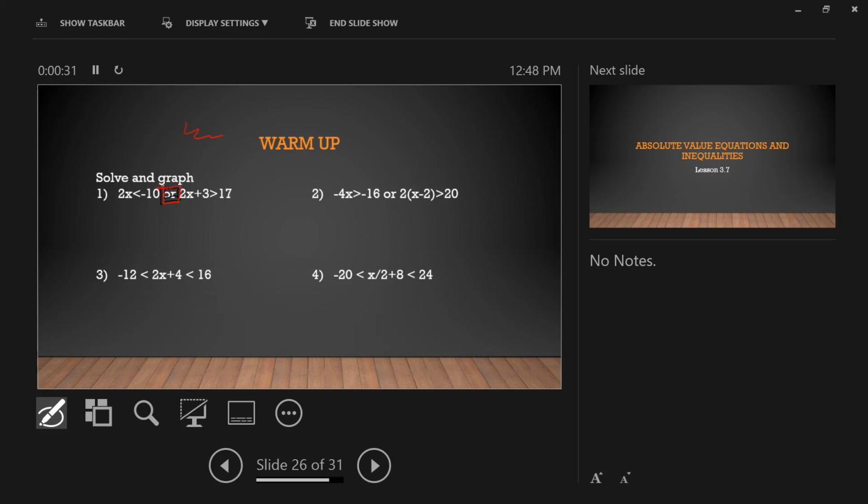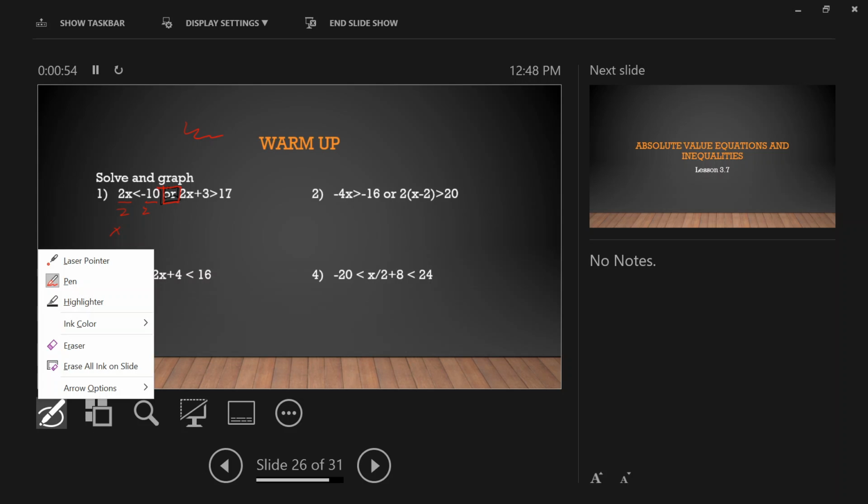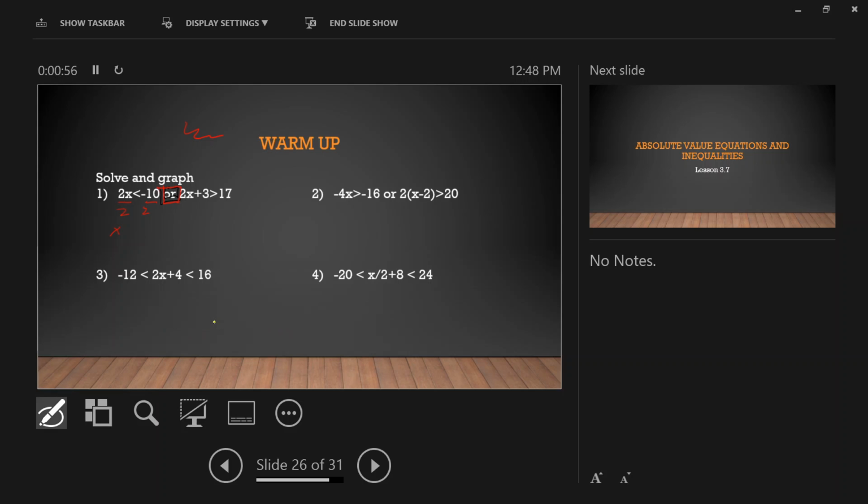All right, so we can ignore this or guy in the middle and solve them both independently. So over here I have 2x is less than negative 10. So what do I have to do there, Mark? Divide both sides by 2, so I'm going to have x what? All right, so I have x is less than negative 5.